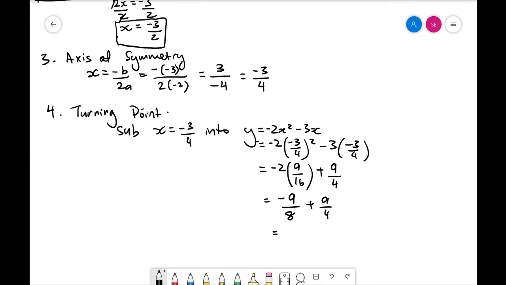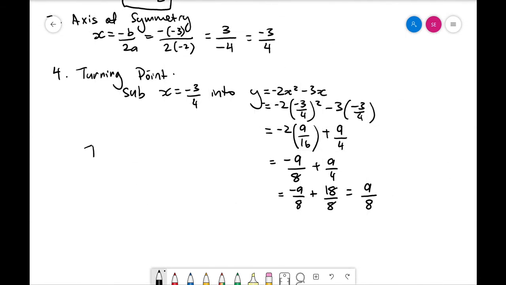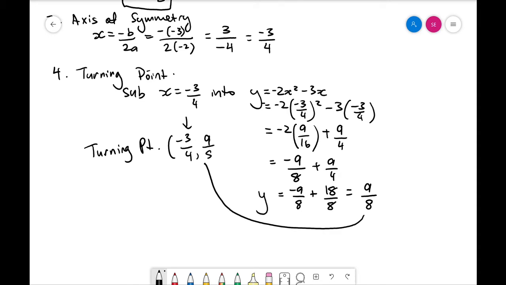I suppose we can simplify this a little bit. So we'll get positive 9 on 8. Is that right? Yes, that is correct. So our turning point would be minus 3 on 4 from here, and then 9 on 8 from here.